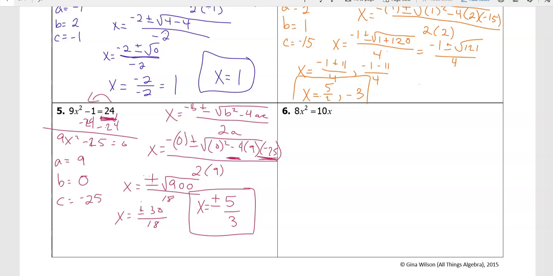On the Google form, when you do this, you will have to put in positive 5 over 3 and negative 5 over 3 separately. Put them in parentheses so I'll be able to read it. Just make sure you're careful with it.